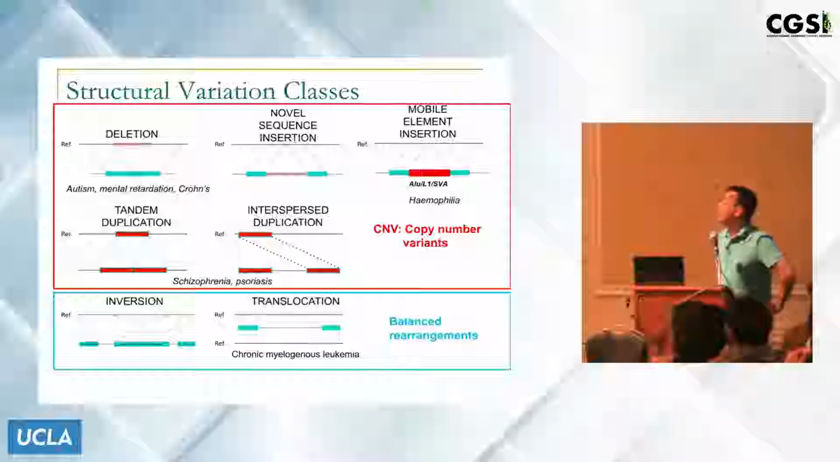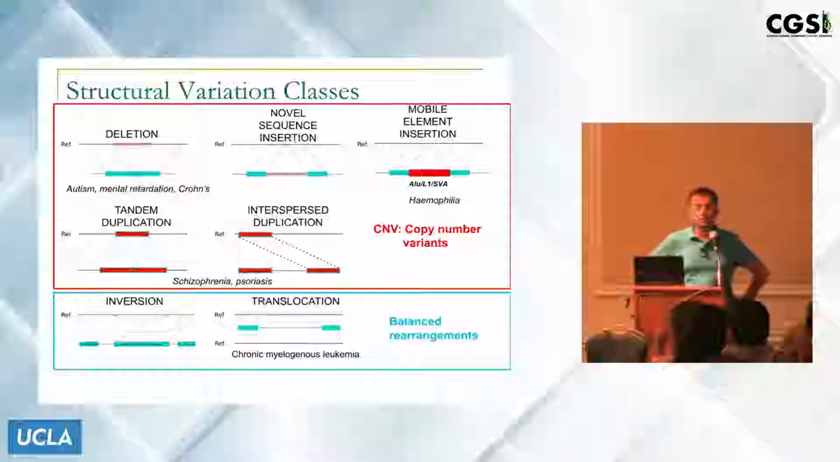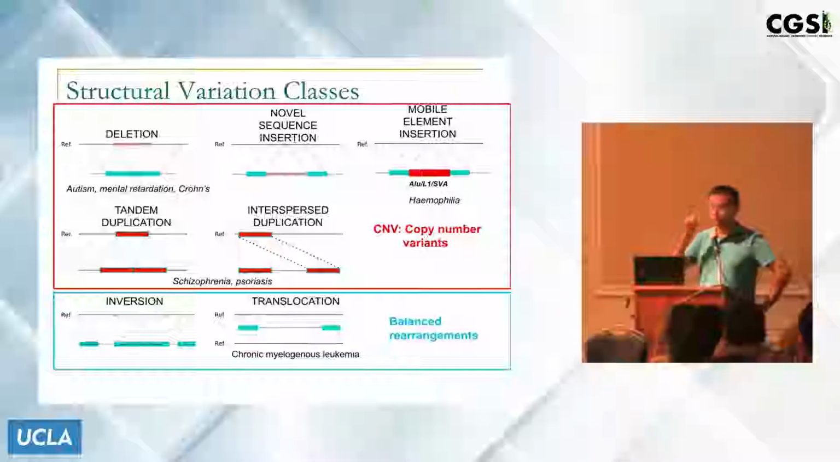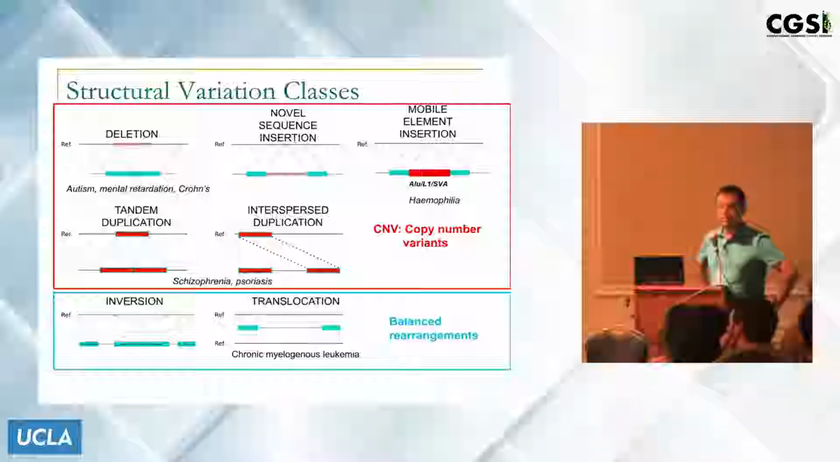This doesn't work. And there can be some new sequence inserted, which has no other representative in the reference genome. There can be mobile element insertions. So these are short sequences of usually bacterial or viral origin that were integrated into primate genomes millions of years ago, and they still copy-paste themselves. So we do have 1 million copies of ALU, for example, in the reference genome, and their location might change from person to person. Most of them are fixed, but there are still a handful of them that copy-paste themselves.